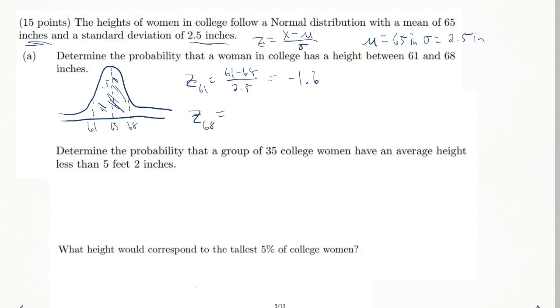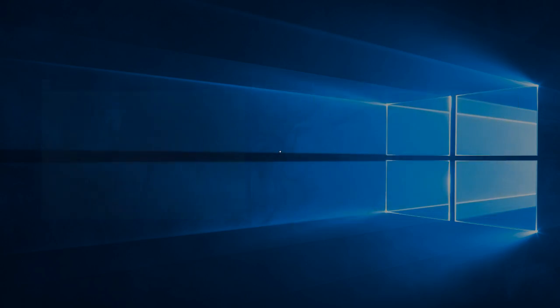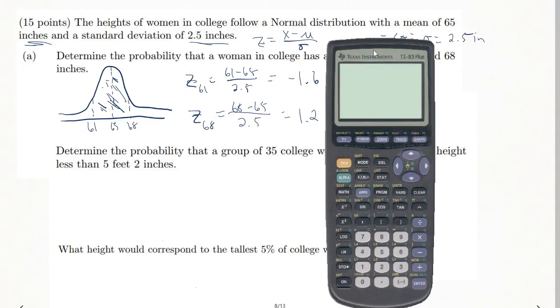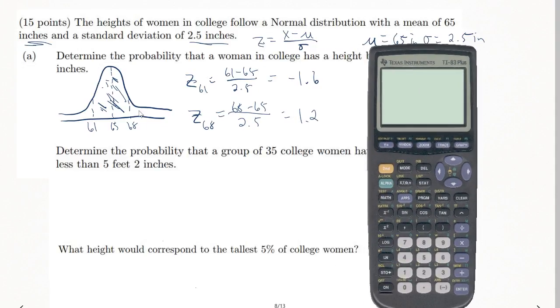Well, we just go 68 minus 65 all over 2.5. And what does that equal? Well, that one is 1.2. Okay, so we have our z-scores. Things are hunky-dory, right? How do we go from there? Well, all we need to do with our calculator is use this norm CDF command. And the norm CDF command, if we have z-scores, goes exactly in between there.